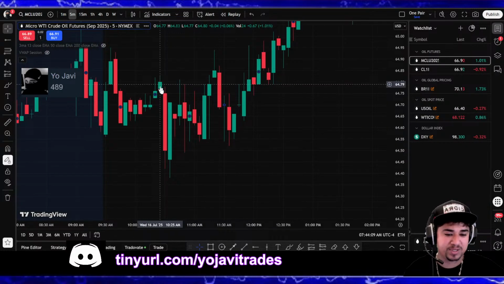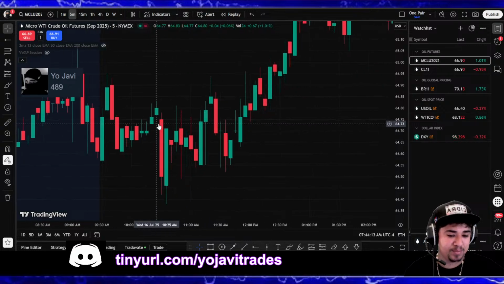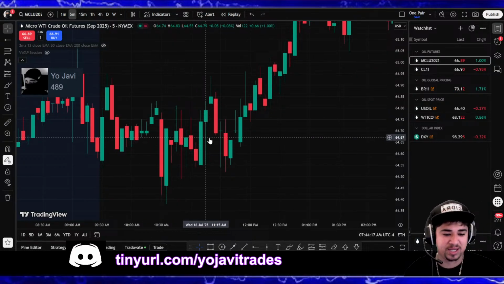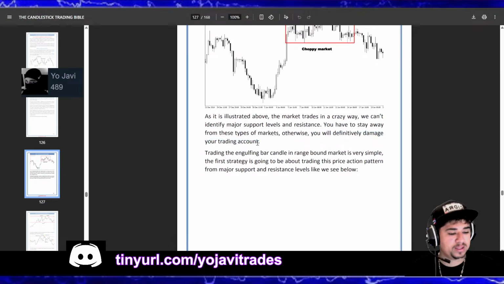For example, there was a supply setup somewhere here, and I would dismiss this price action and still take it. And definitely this was a result. Damaging my trading account was definitely a part of that. So I put it out there because I don't want you to make the same mistakes.